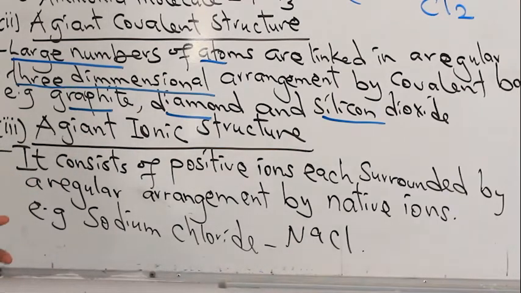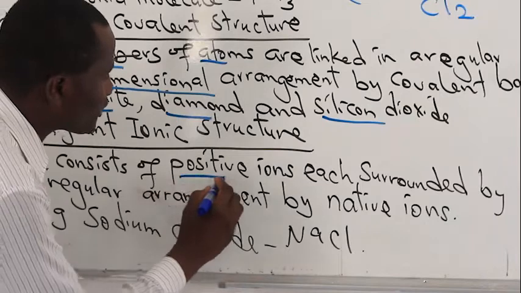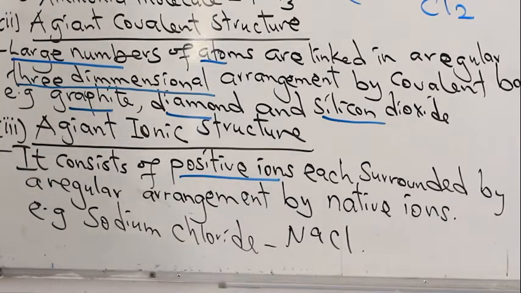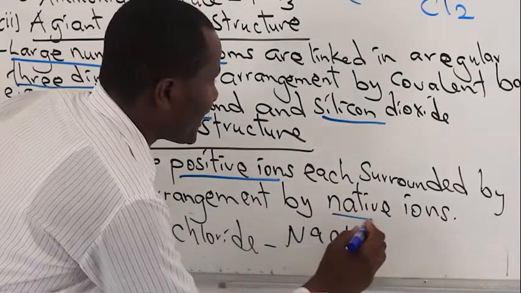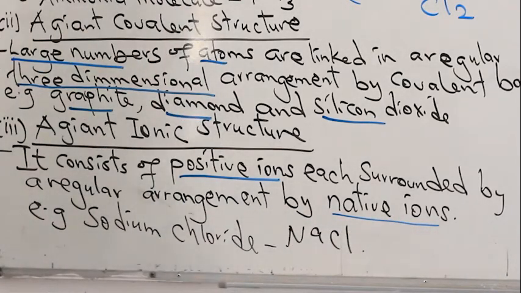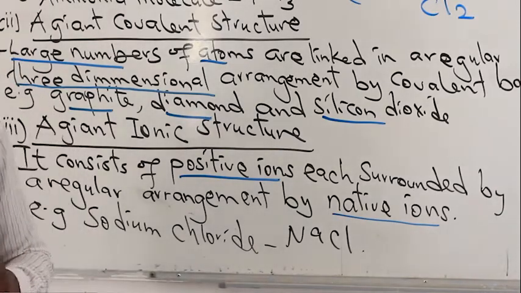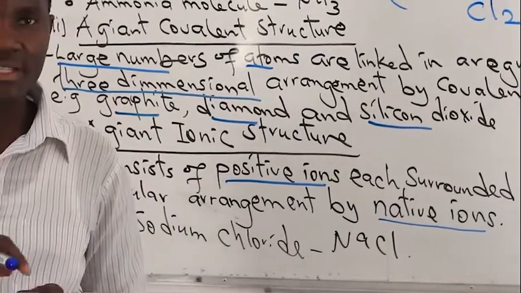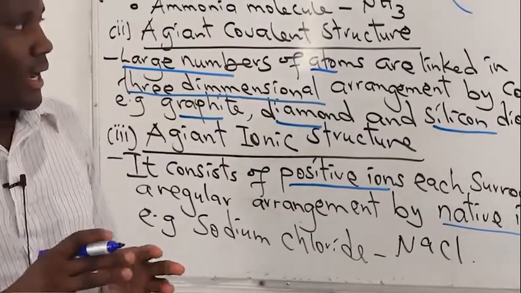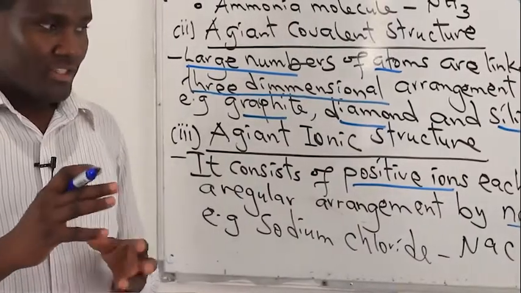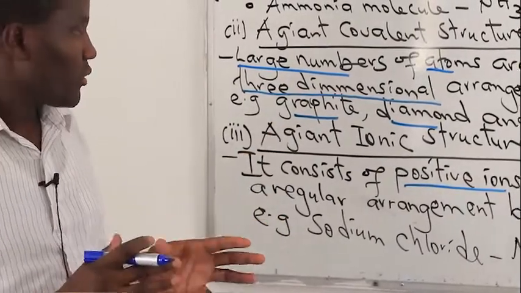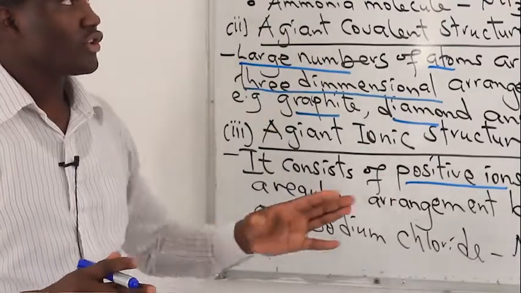So the giant ionic structure is going to consist of positive ions, each surrounded by a regular arrangement of negative ions. So that is the non-metal ions. If we have one positively charged ion, for example sodium, being surrounded by non-metal ions, for example chlorine, that will be forming what is called a giant ionic structure.